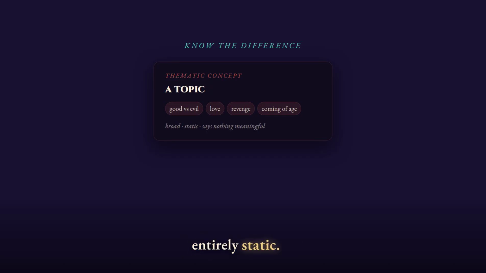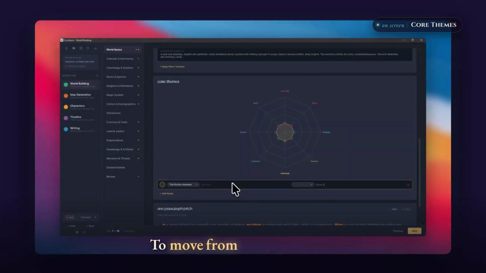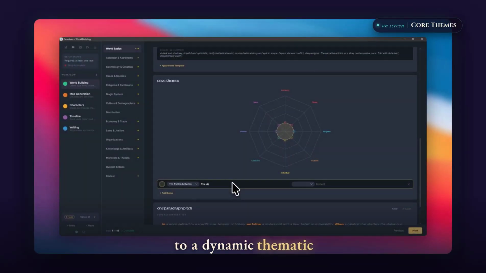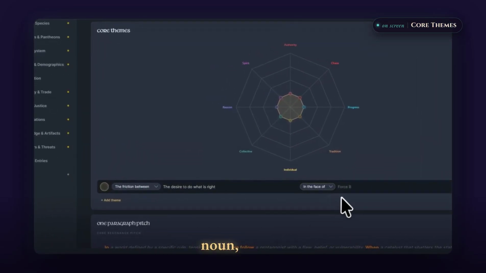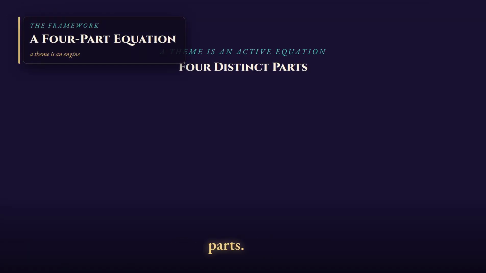They are entirely static. A thematic statement, which is a true theme, is a specific message, an argument, or an exploration of that concept. It requires a complete thought and implies a dynamic conflict. It is that specific lens through which the story examines the broader topic. To move from a static concept to a dynamic thematic statement, you need a framework. A true theme isn't just a noun, it is an active equation. It consists of four distinct parts.